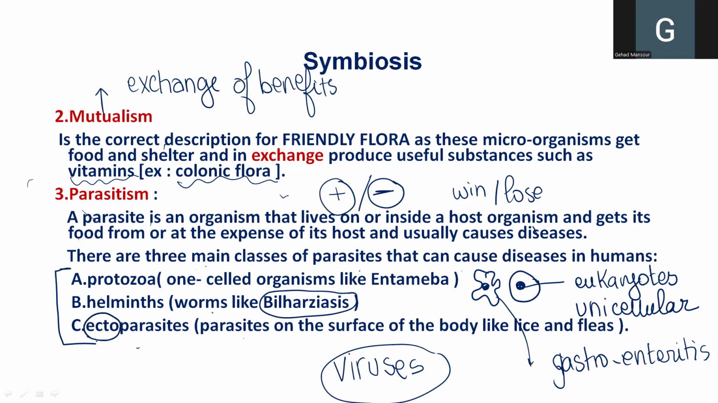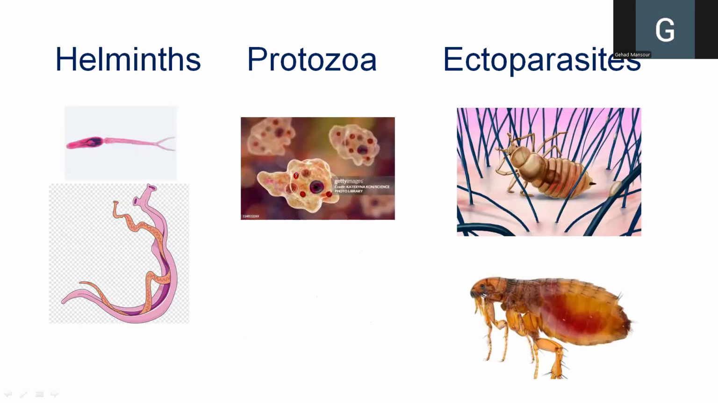And the third class of parasites are the ectoparasites, and these are the parasites that live on the surface of the body, like the lice and the fleas. They cannot live inside the body cavities. They live on hairs, they live on the skin. And here, of course, you have pictures, but you don't have to draw them.